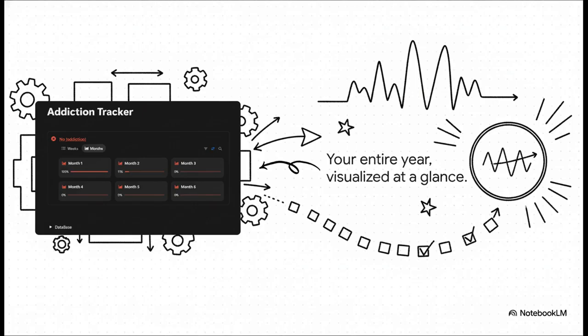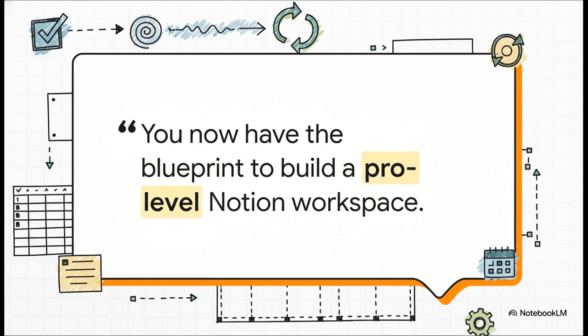And with that one last change, the entire system is complete. We went from simple, daily checkboxes all the way to this fully automated, beautifully visualized dashboard that can track your entire year's progress with just a single glance. And there you have it. From checkboxes to formulas, relations to roll-ups, you now have the blueprint. You've got the tools and the knowledge you need to build a truly pro-level workspace that actually works for you, not against you.